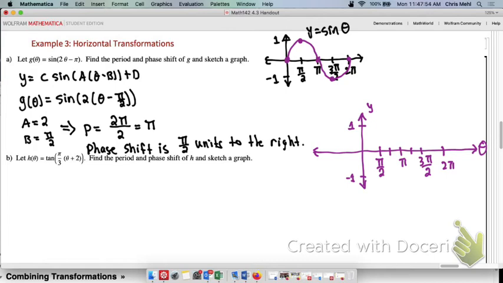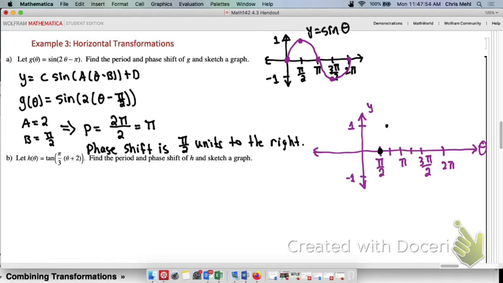And you're just going to draw a copy of sine theta, essentially. So instead of sine having a value of 0 at 0, since the phase shift is pi over 2 to the right, the transformed function has a value of 0 at pi over 2. And then just like the fundamental cycle of sine, a quarter of the way through the period, you're at +1. A quarter of the way through the period of the transformed graph will now be at +1.